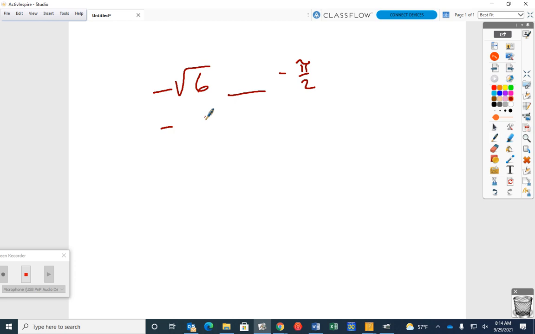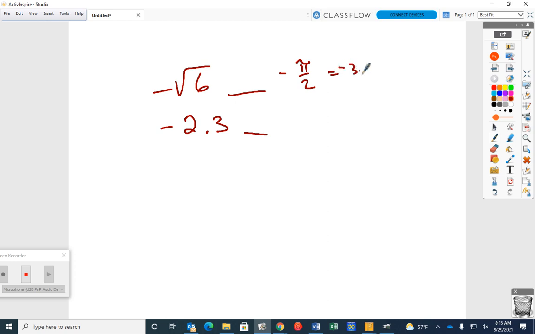So what's the square root of 4? 2. What's the square root of 9? 3. So we know it's somewhere between 2 and 3, right? So it's going to be 2 point something. Where is 6 closer to, 4 or 9? 4. So somebody give me an estimate. 2.3, 2.4. We'll just say 2.3. Okay. Now, what does this mean?